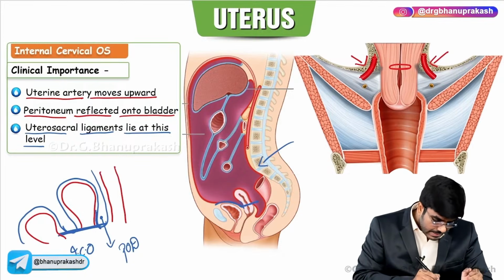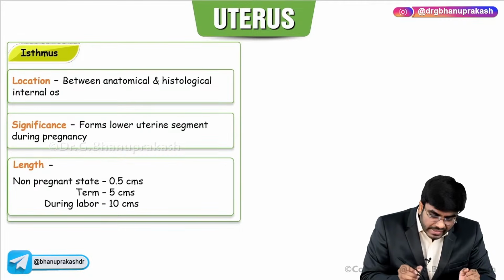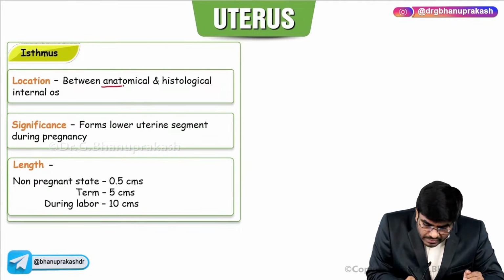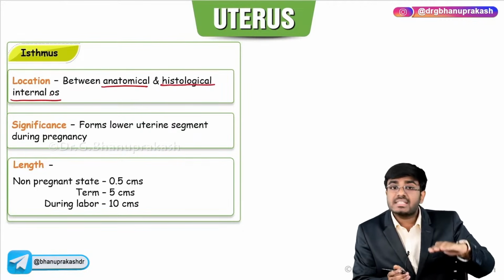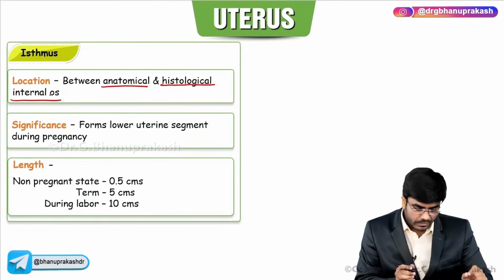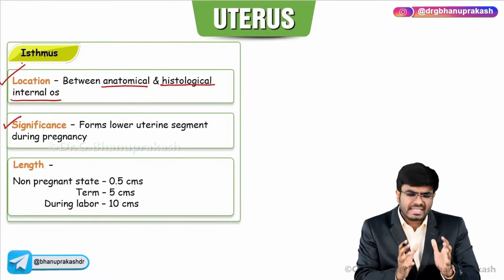Now after this, let's talk about a few points on the isthmus. Where exactly is this isthmic part of the uterus located? It is located between the anatomical and histological internal os. The anatomical os is above, the histological os is below, and in between is the isthmus. Well and good. Now what is the significance of this isthmus? Why is it relevant for us?